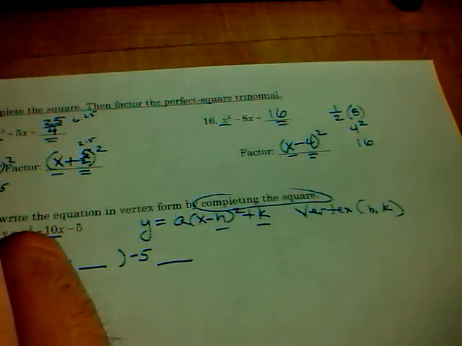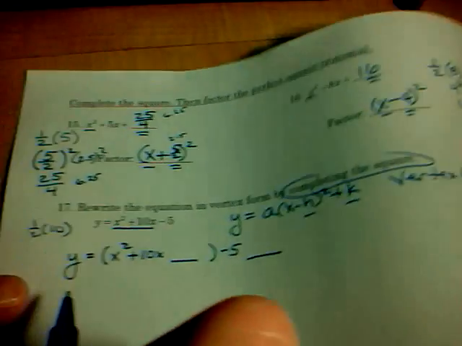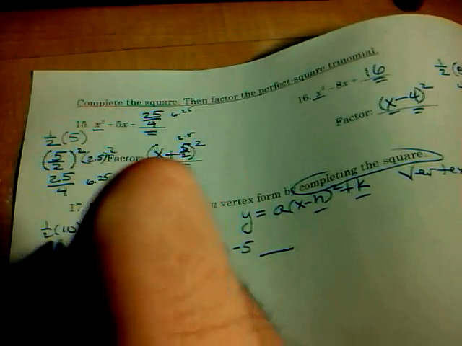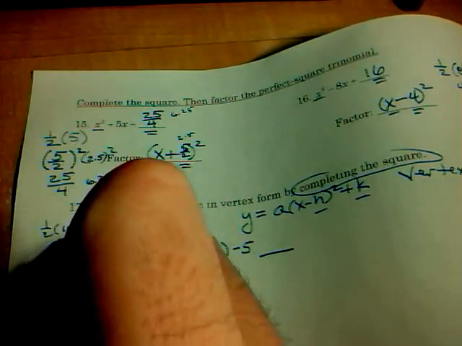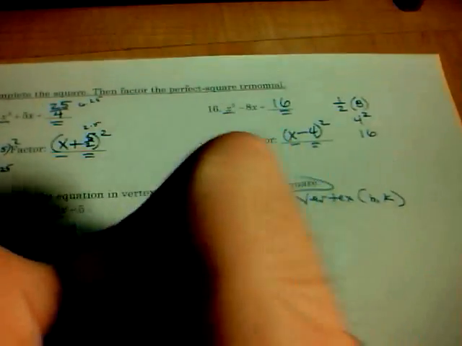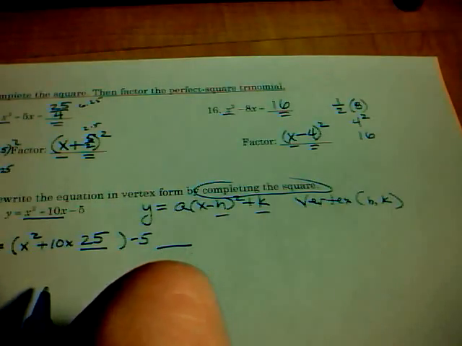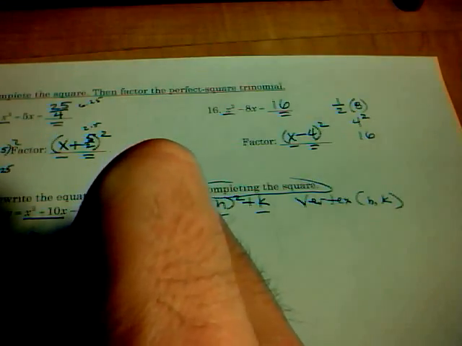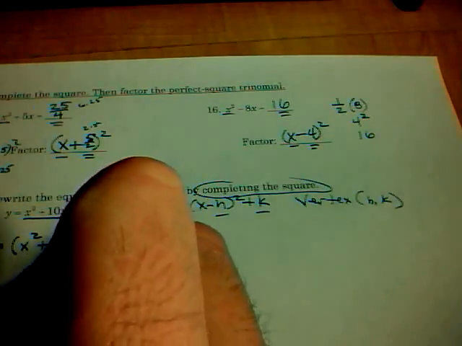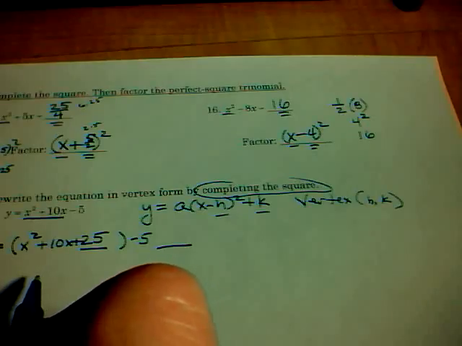I'm going to go ahead and take half of the 10. Take half of the 10. Sorry. You're going to get 5, and then you're going to square the 5, and you're going to get 25. So that third term here is going to be a 25. Now, we're going to need to compensate for that. Actually, this is a positive 25 there. But we just added 25 to this side of the equation.